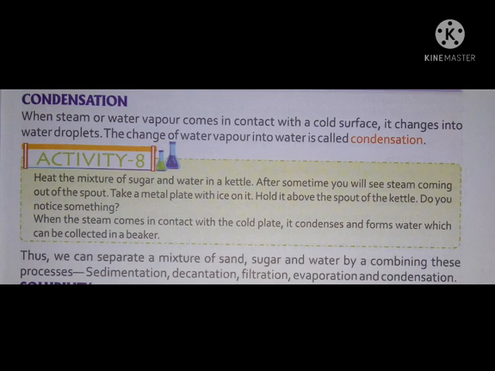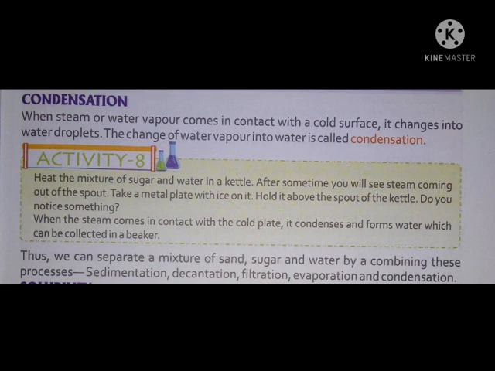That came from the process of condensation. Condensation is the process when steam or water vapor comes in contact with a cold surface. It changes into water droplets. The change of water vapor into water is called condensation. So this is the definition of condensation. Understand?